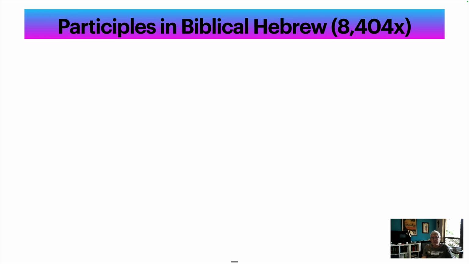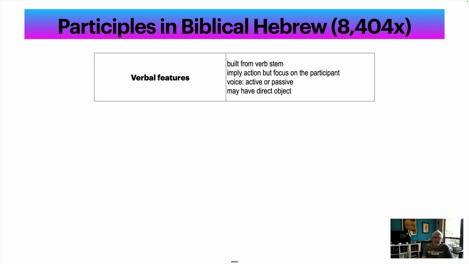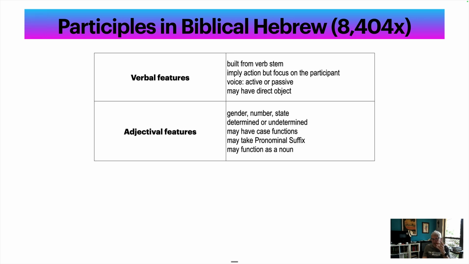how this might work out in Biblical Hebrew, where participles occur more than 8,400 times. And there's a whole lot of detailed linguistic information here that we simply don't need to learn, because our focus is when the software tells us this is a participle, what does that mean in terms of making sense of the passage. So they're built from the verb stem. They imply action, but the focus of a participle is on the participant, not on the action. Okay. They can be active or passive. They may even have a direct object if they're active.